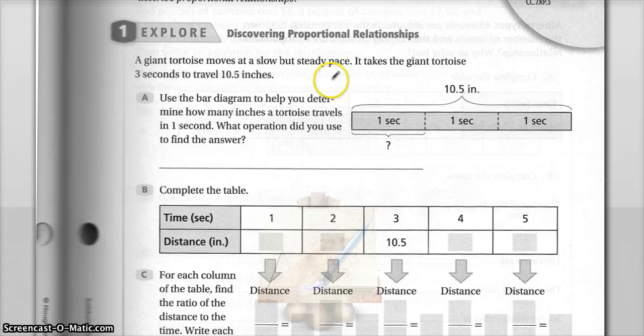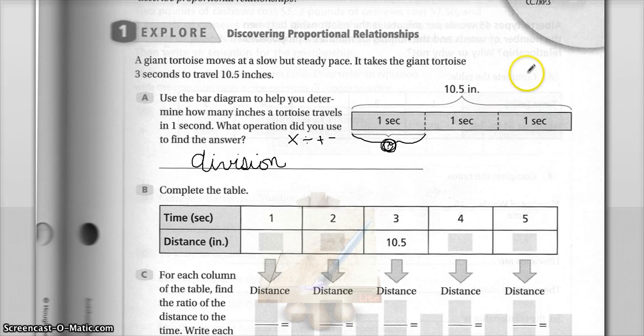So what do you need to do? What operation do you use? Remember, operation is multiplication, division, addition, or subtraction. So which one are you going to use? If you said division, you're correct. So if you are trying to divide that 10.5 amongst, oops, that's supposed to say division. If you're going to divide the 10.5 amongst these 3 boxes, you're going to need to divide to determine how far he went in 1 second.